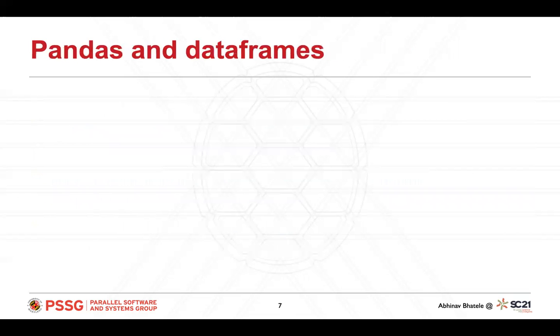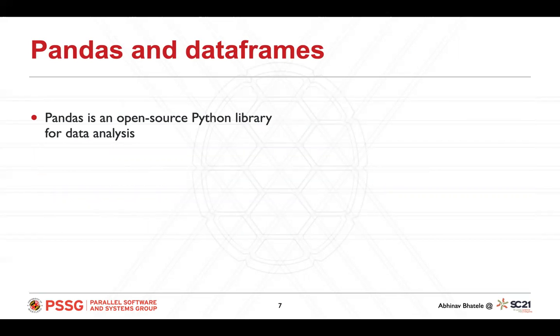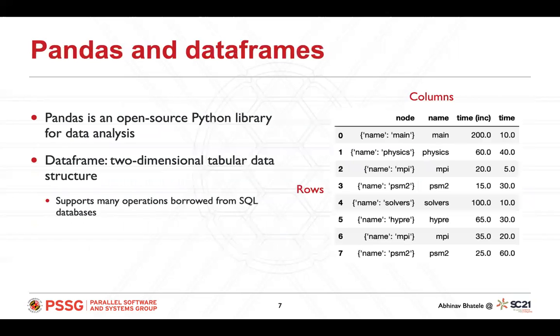So before we jump into the details of Hatchet, I want to give a brief introduction to pandas and data frames. Pandas is an open source Python library for data analysis. There are two key data structures in pandas, a series and a data frame. In Hatchet, we use the data frame data structure. A data frame is a two-dimensional tabular data structure. It supports many operations borrowed from SQL databases. And the data structure looks something like the figure on the right.